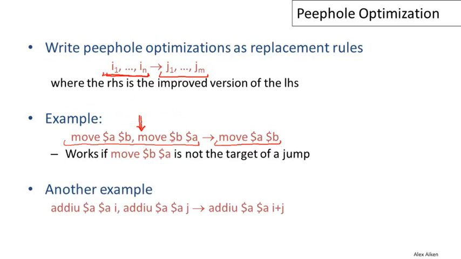Another example, if I add I to the register A, and then I subsequently add J to the register A, I can do a constant folding optimization here and combine those two additions into one addition where I add the sum of I plus J to the register A.